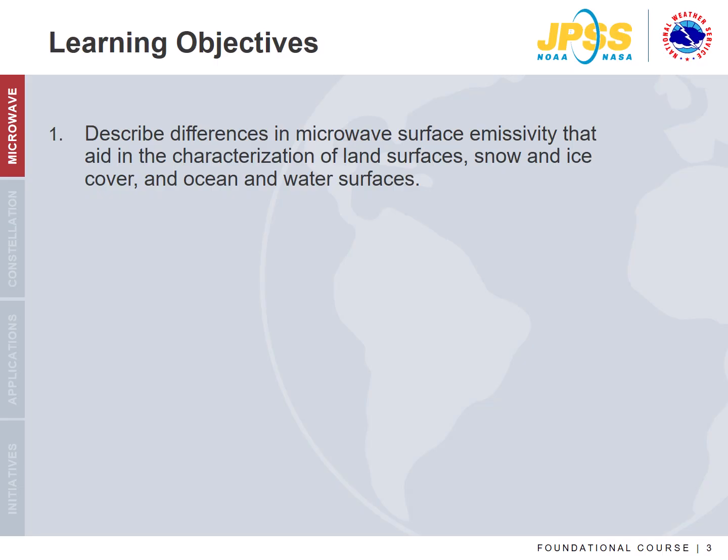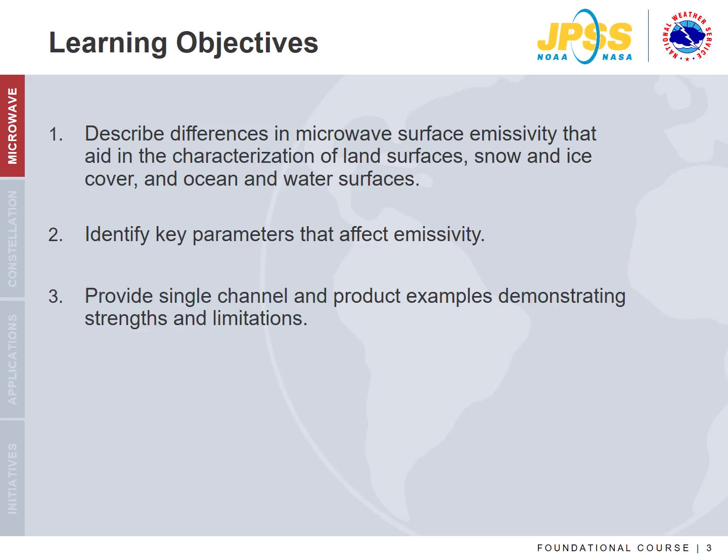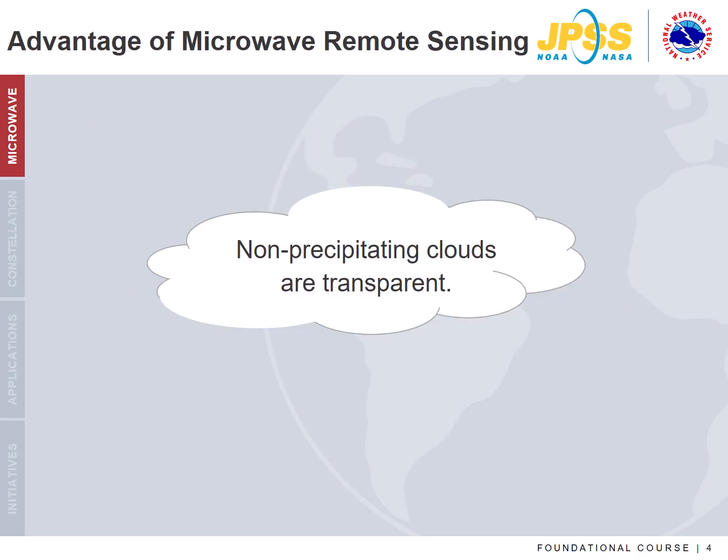The learning objectives are: 1. To describe differences in microwave surface emissivity that aid in the characterization of land surfaces, snow and ice cover, and ocean and water surfaces. 2. To identify key parameters that affect emissivity. And 3. To provide single-channel imagery and product examples for comparison and to demonstrate strengths and limitations.